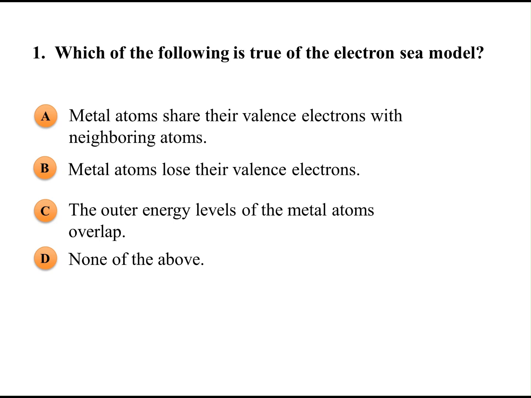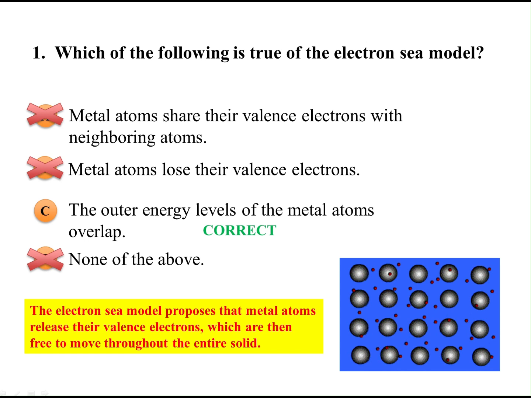Which of the following is true of the electron sea model? The correct answer is C, because the electron sea model proposes that metal atoms release their valence electrons, which are then free to move throughout the entire solid.